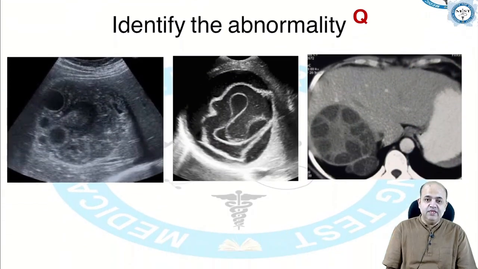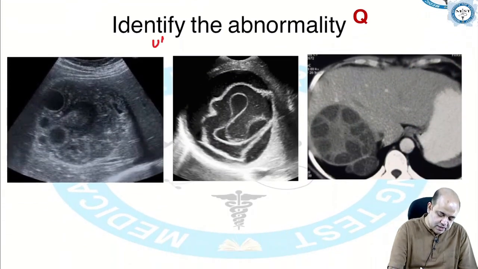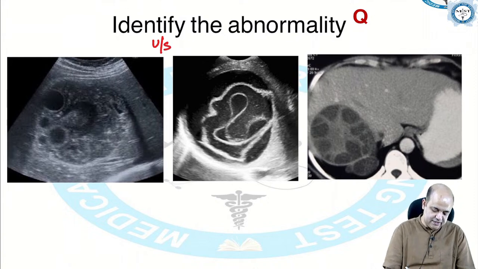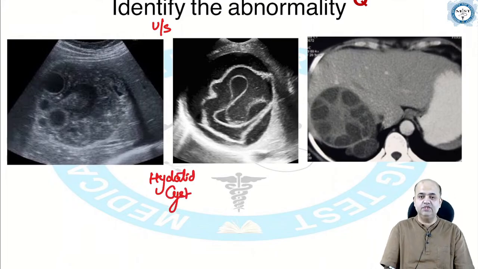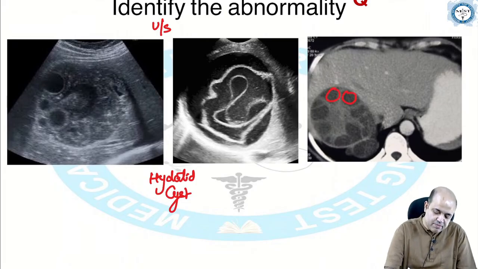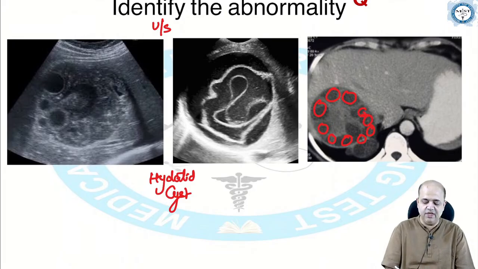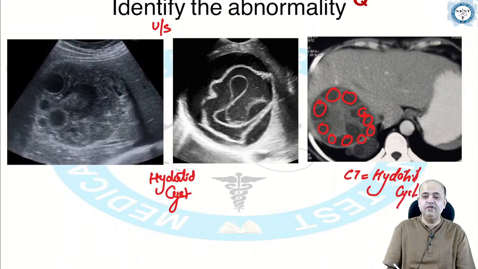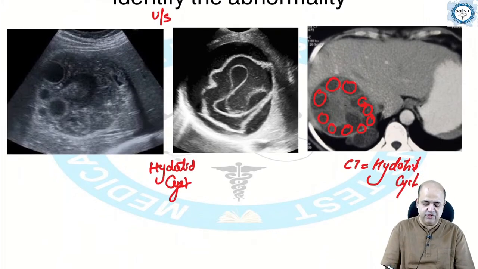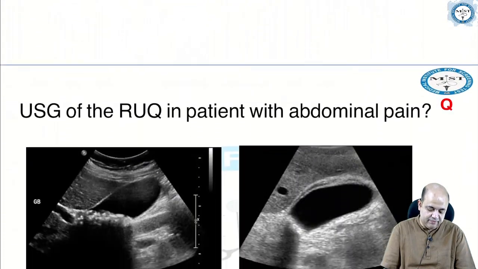And what are we seeing in these images? These two are the ultrasound images of the hydatid cyst. Floating water lily sign is seen. And here what do we see? We see multiple cysts peripherally arranged in the liver. This is a CT again of the hydatid cyst. What is the other sign that we see? We see the water lily sign, isn't it?